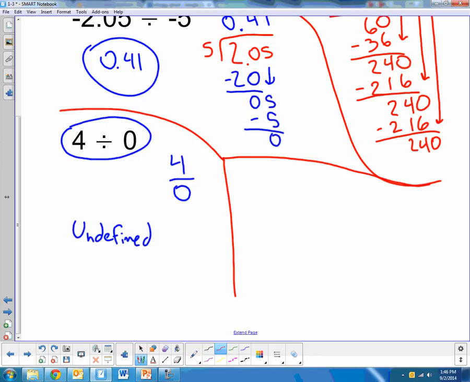It's undefined. You can, however, take 0 divided by 4. If I have $0, I can give $0 to 4 different people. They each get nothing. They each get 0. So you can take nothing and divide it into as many groups as you want, as many piles as you want. Every pile has nothing in it. That's fairly easy to do. I can take nothing and divide it into 1 billion piles. Every pile is 0. I can't take 4 of something and make 0 piles of it. That's impossible in our math. That's undefined.